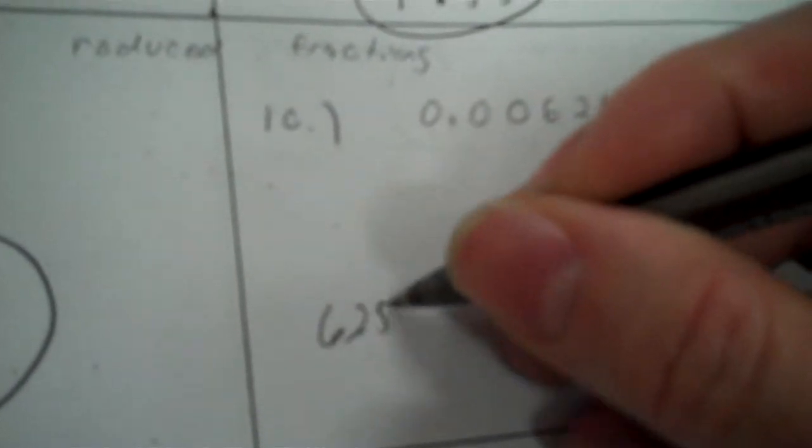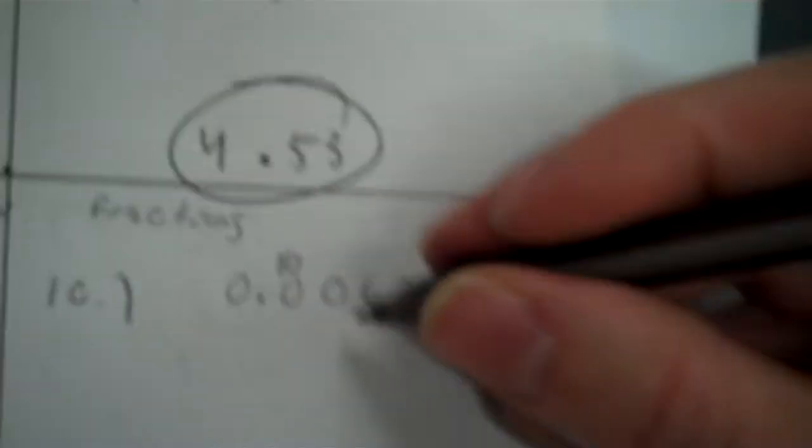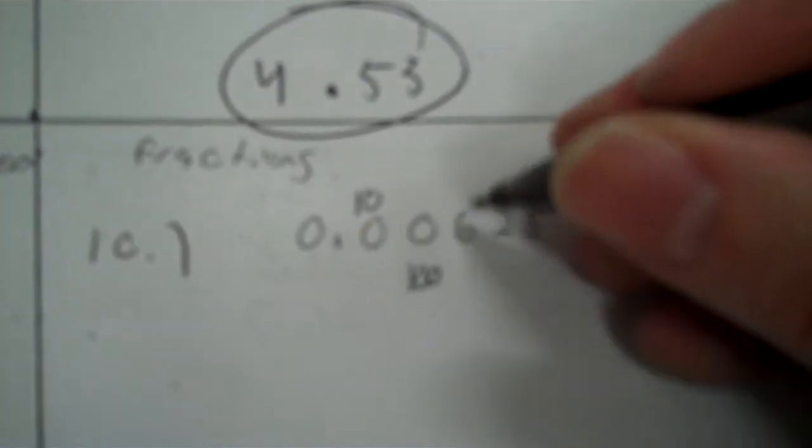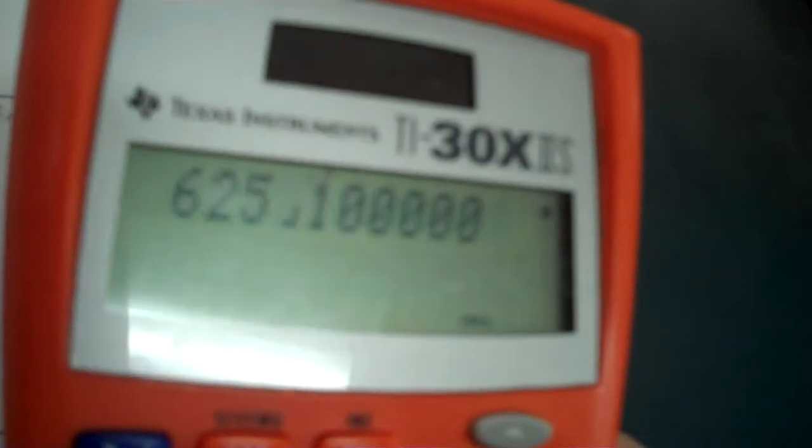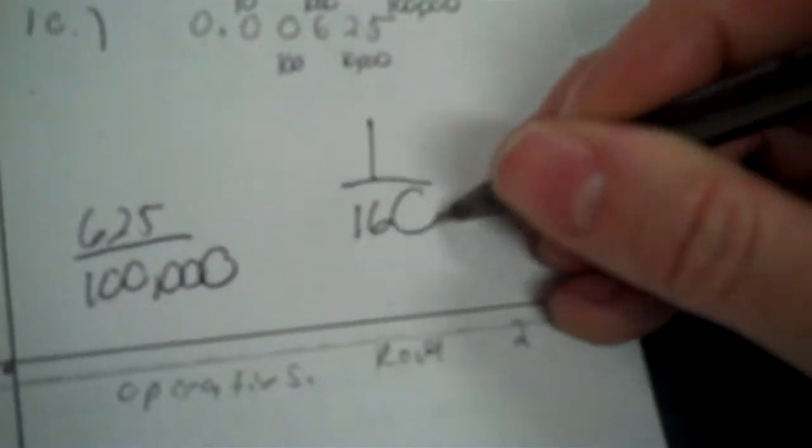Okay, number 10, 0.00625. So taking out the zeros and the decimal, you get 625. So that's the tenths, the hundredths, the thousandths, the ten thousandths. And then we end up in the hundred thousandths place. Okay, you can reduce it the old-fashioned way. This one would be a pain because it would divide over and over by the same factor, which would be 5. So it's 1 over 160. So the greatest common factor must have been 625.